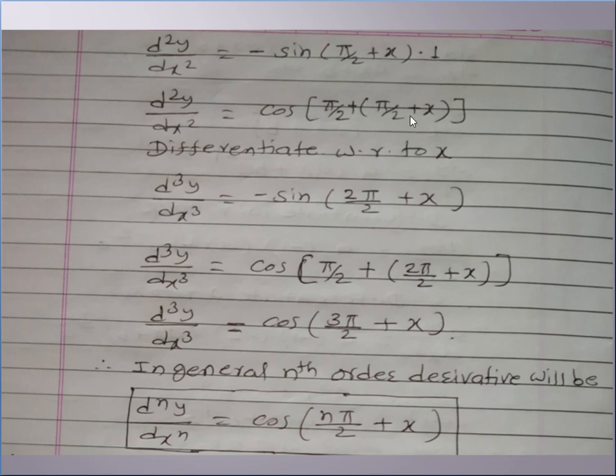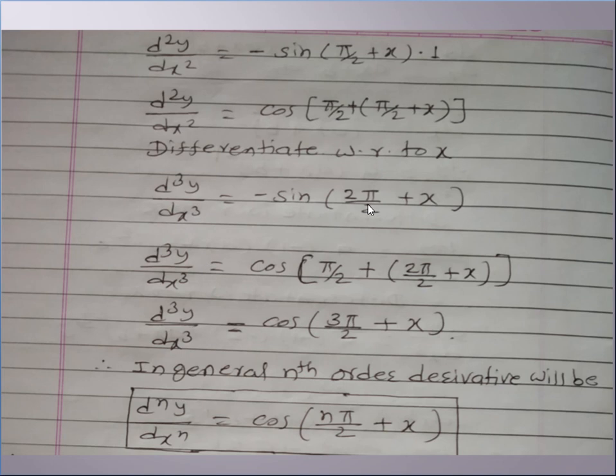Now differentiate this equation with respect to x. Therefore, the derivative of d square y upon dx square, d cube y upon dx cube, is equal to minus sin of (2 pi upon 2 plus x), because the derivative of cos of x is minus sin of x.